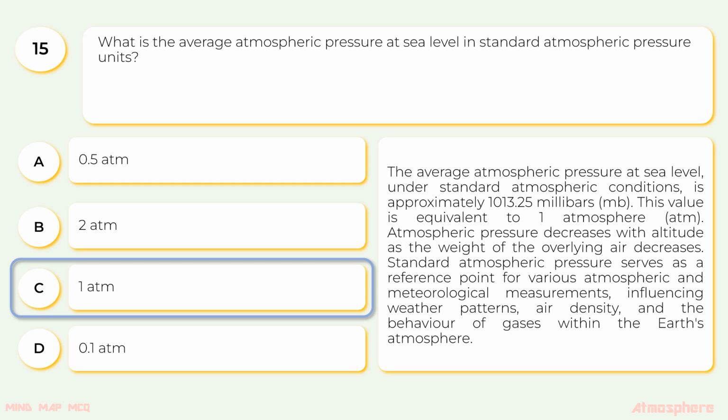Atmospheric pressure decreases with altitude as the weight of the overlying air decreases. Standard atmospheric pressure serves as a reference point for various atmospheric and meteorological measurements influencing weather patterns, air density, and the behavior of gases within the Earth's atmosphere.